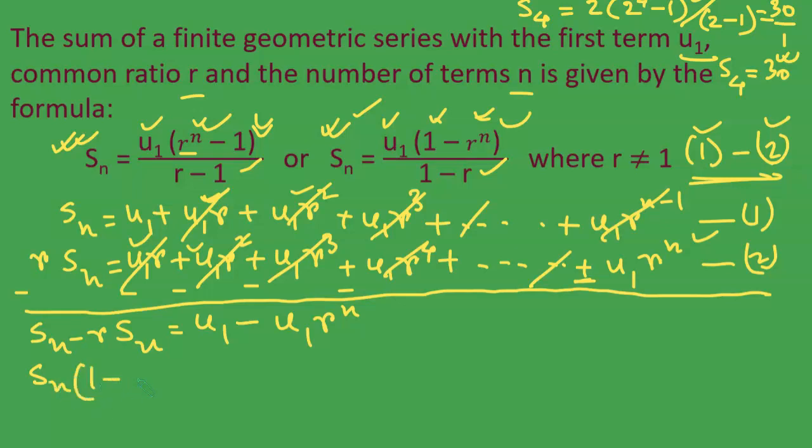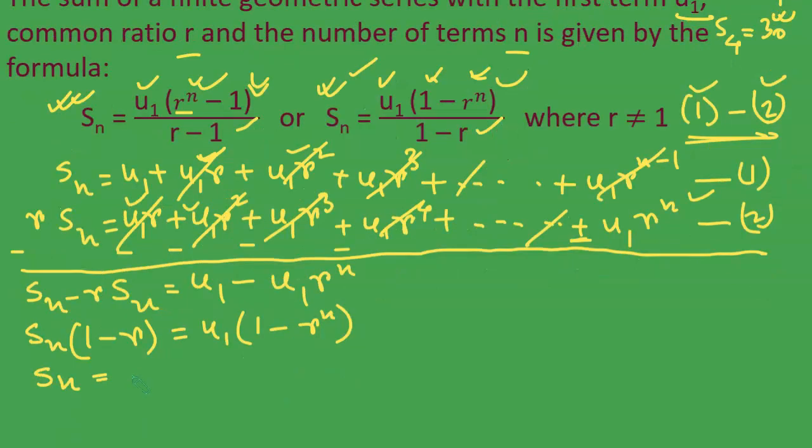It becomes Sn times (1 minus R) is equal to, if U1 is taken as common from this side, U1 times (1 minus R to the power of n). So Sn is equal to U1 times (1 minus R to the power of n) over 1 minus R. This is the formula that we have derived.